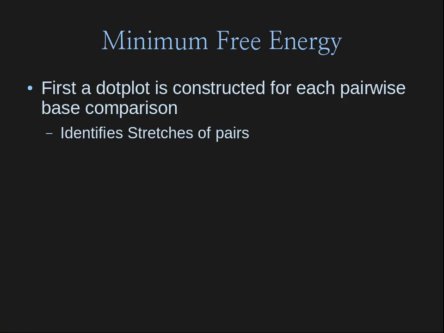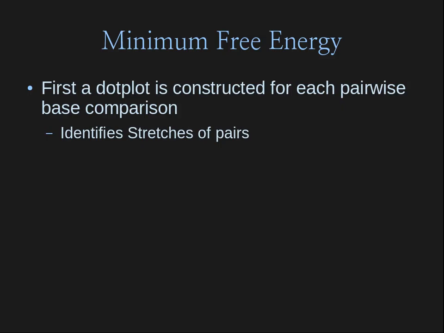Okay, so I'm going to talk about only one way in which we calculate RNA structures. This is the most commonly used, or at least it's usually one of the options you would choose in almost every RNA structure prediction algorithm I've seen. It's just the minimum free energy prediction method. And the first thing that we do is we construct a dot plot for each pairwise base comparison.